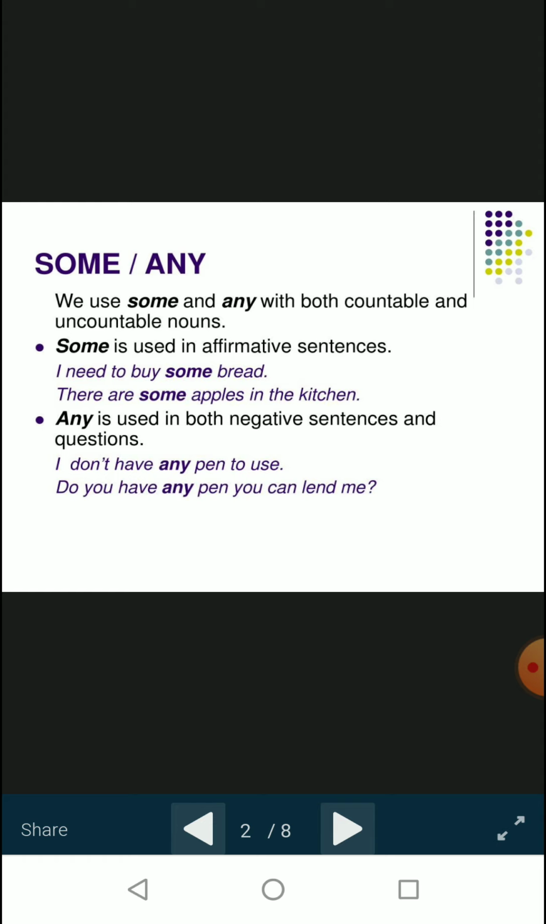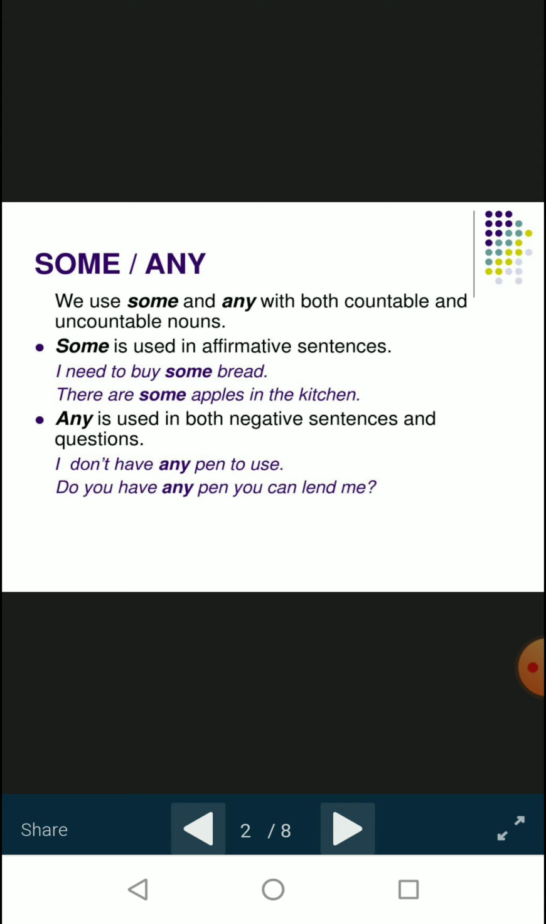Now what is the major difference between some and any? Because both these determiners we use for countable as well as uncountable nouns. So always remember that some is used in affirmative or positive sentences. Sentences which do not contain no, not or never. For example, I need to buy some bread. There are some apples in the kitchen. So these are the positive sentences ending with a full stop, and these sentences do not contain any negation.